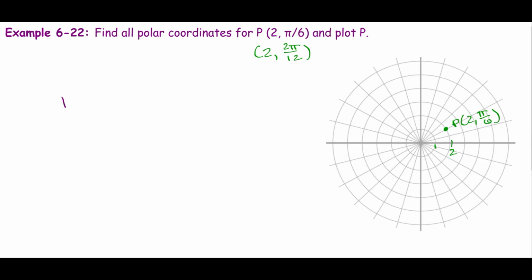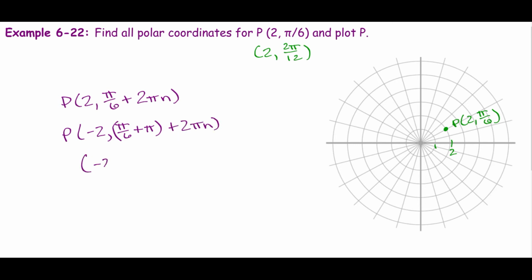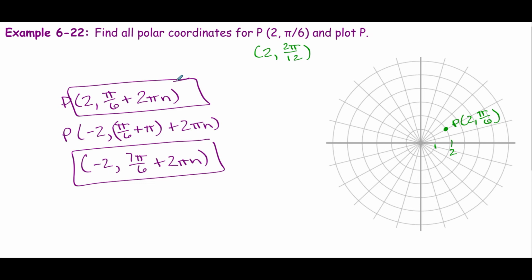So remember what we're going to do is we're going to say P is 2 and then pi over 6 plus a whole circle n, so 2 pi n. Or we could write negative 2, and then we're going to do pi over 6 plus pi, so a half circle, and we're going to simplify that, plus 2 pi n. So then this is going to give me negative 2, and then this would give me 7 pi over 6 plus 2 pi n. And those are my 2 expressions that give me all of the polar coordinates for that point.